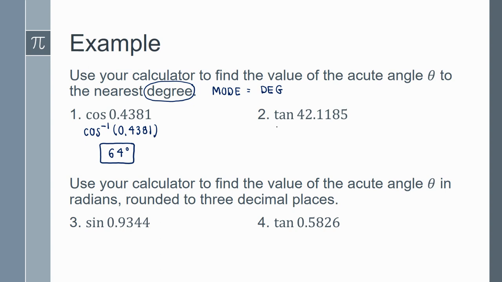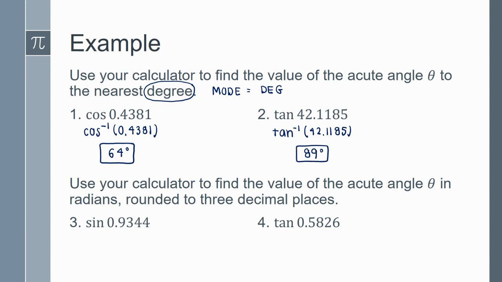Okay, so tangent, same thing. We're talking degrees, and so it's in degree mode. But because I want to find an angle, I have to hit second tangent, and then I'll type in that 42.1185. Okay, so when I do second tangent, 42.1185, and I want to round to the nearest whole number, we have 88.6, which tells me that I want an 89 degree angle.